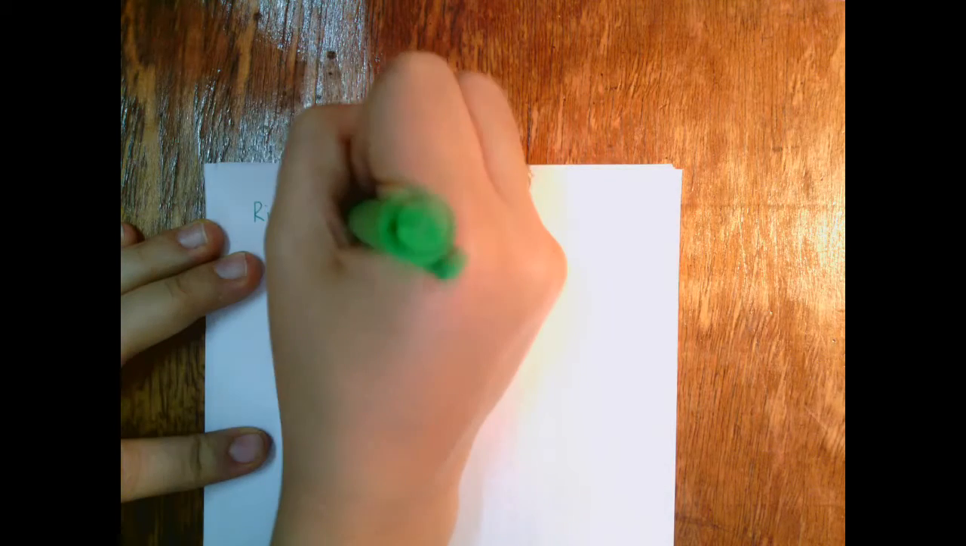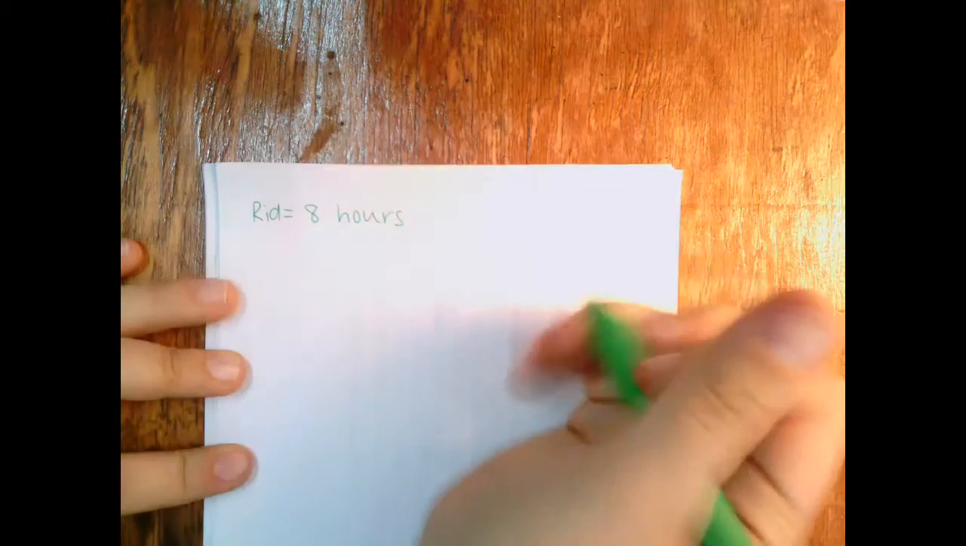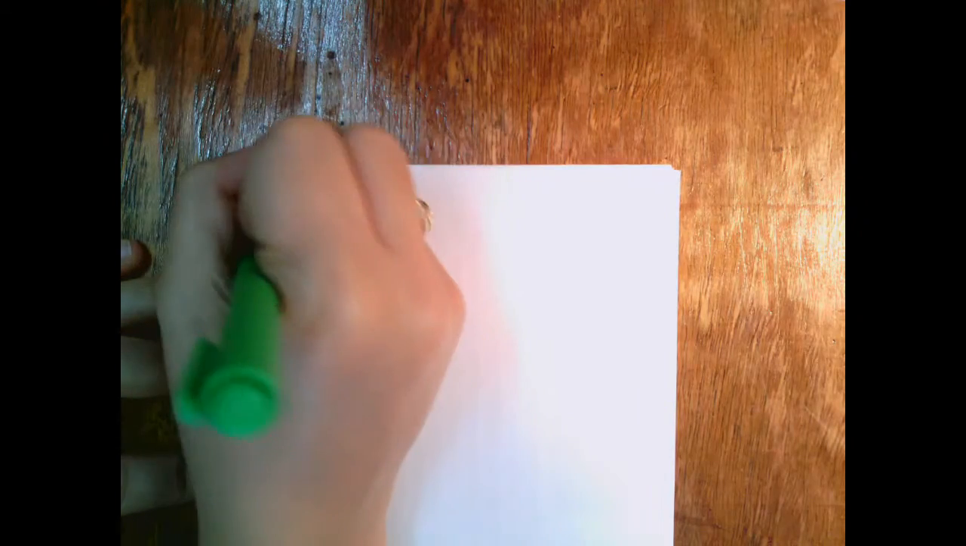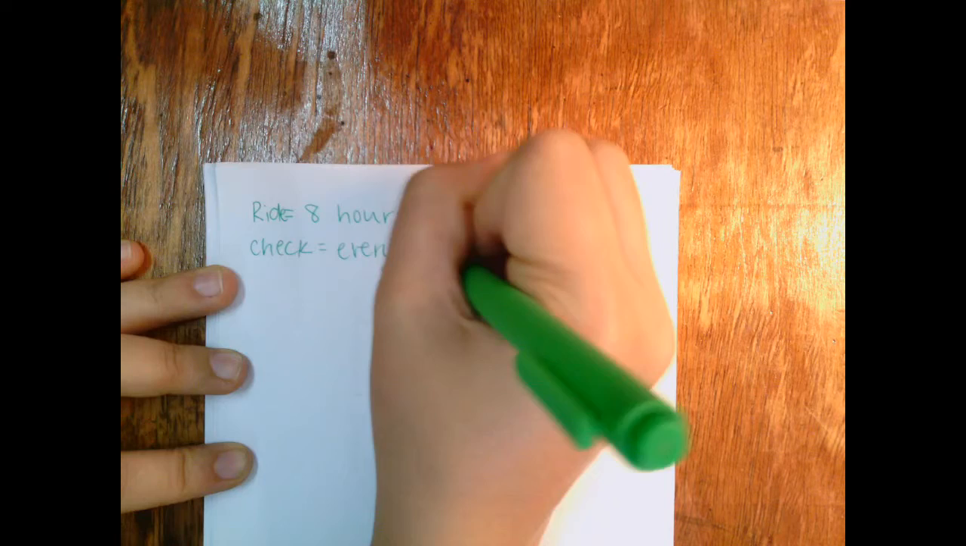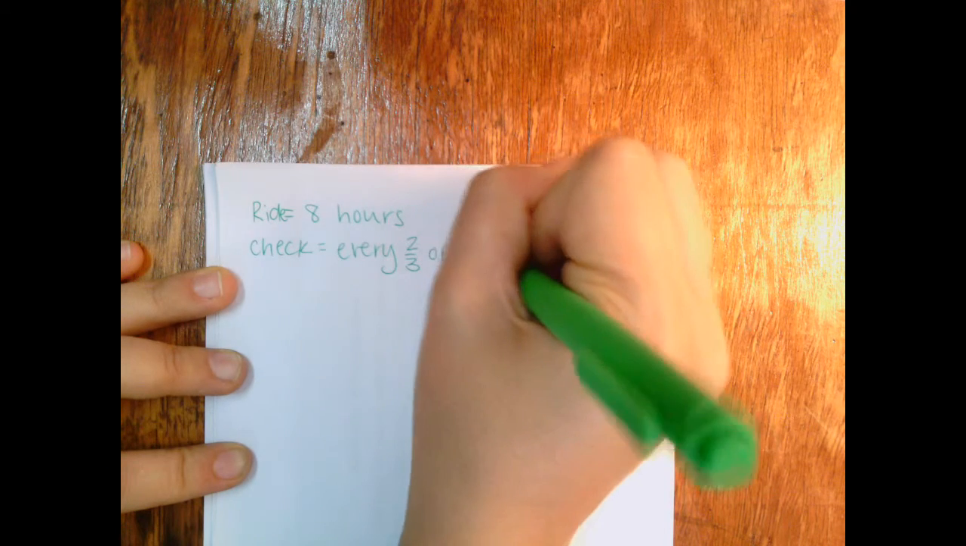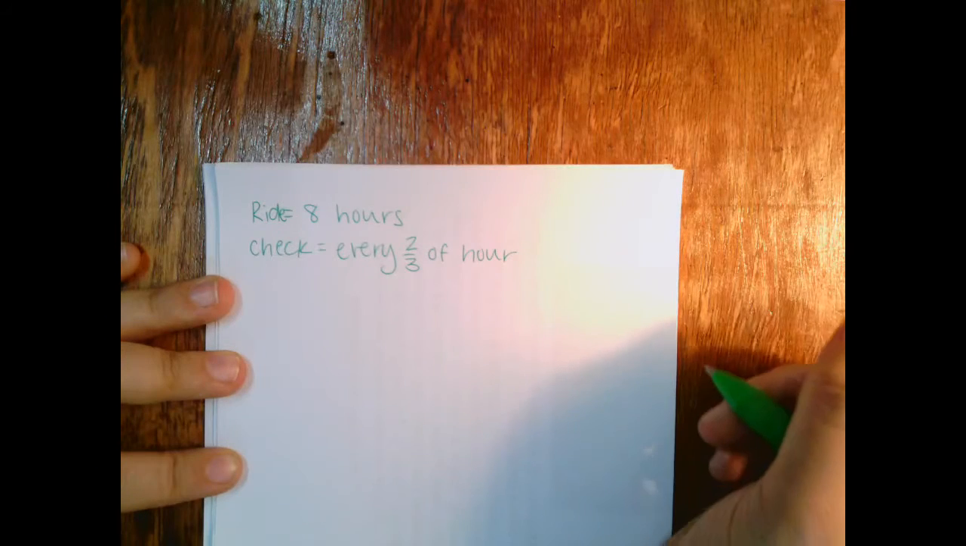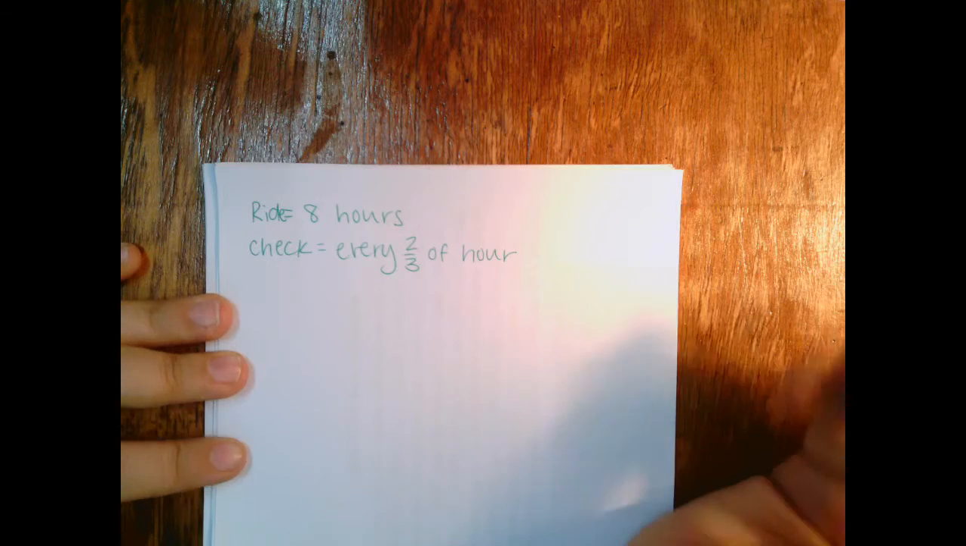So, the train ride is 8 hours long. The conductor checks on the passengers every 2/3 of an hour. Okay? How many times does the conductor check on the passengers?